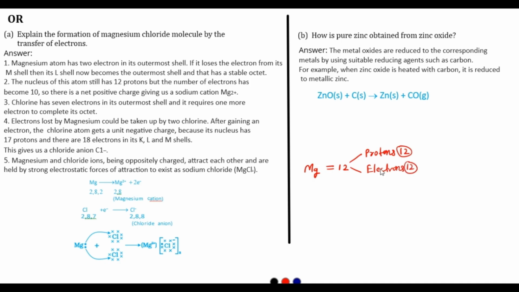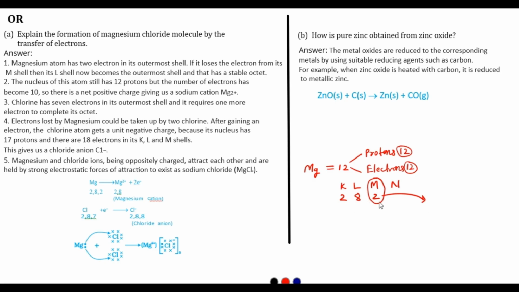Now we'll write the electronic configuration for this. So I'll take K, L, M and N shell. So 2 electrons, then 8 electrons, and then the M shell will get 2 electrons. So this is the outermost shell or the last shell. It has 2 electrons. So this magnesium will lose these 2 electrons and it becomes Mg plus 2.